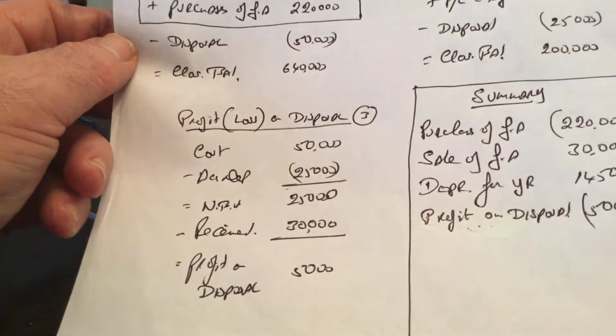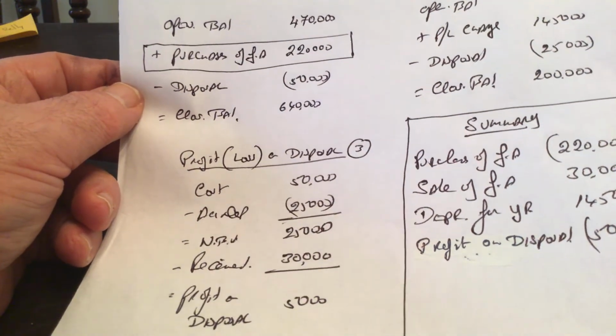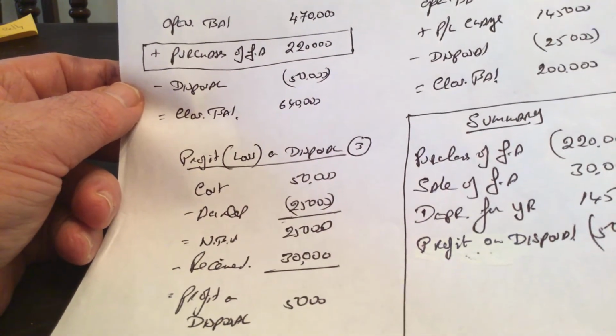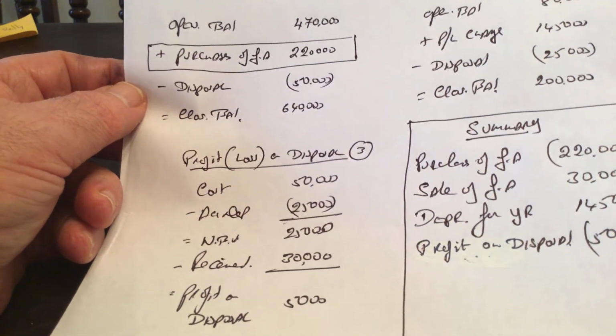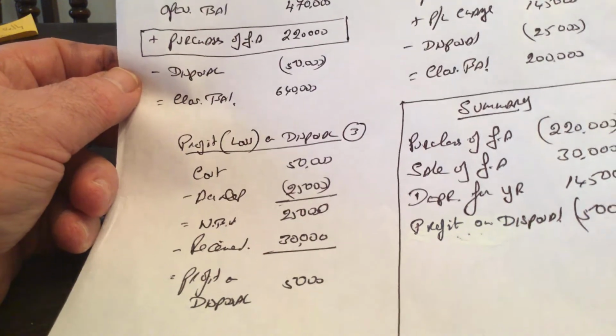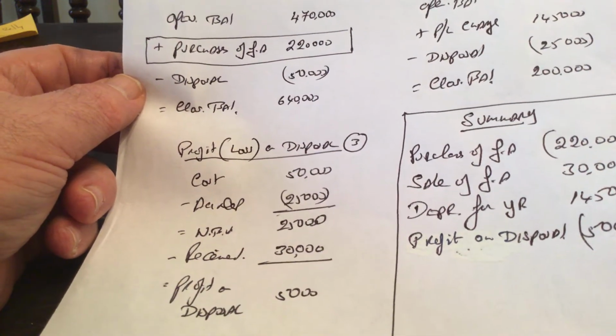The profit and loss on disposal: the cost of the asset we disposed of is 50,000 minus the accumulated depreciation of 25,000. Both of those were given to us in note 2, giving us a net book value of 25,000. We received 30,000 and we got a profit on disposal therefore of 5,000.